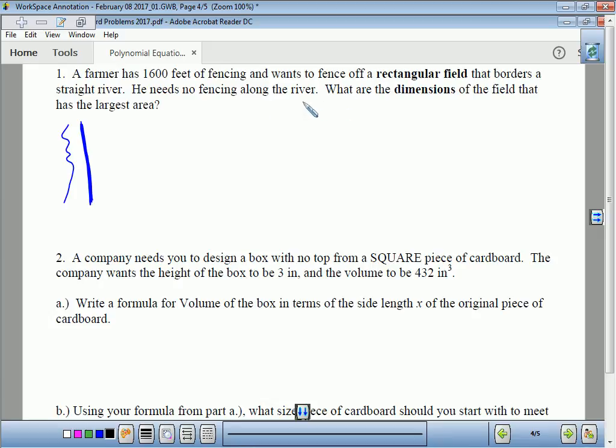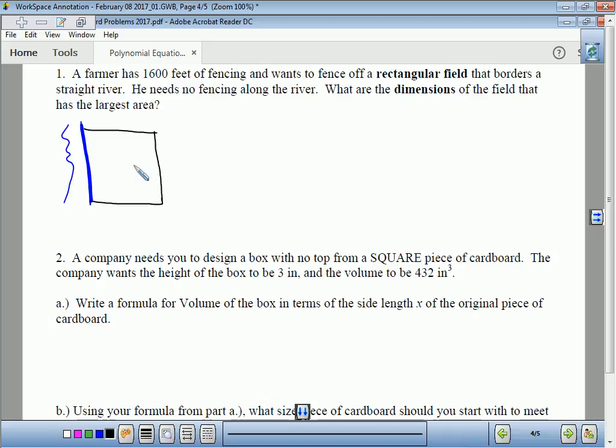So he needs fencing. He needs no fencing along the river. So we're creating some kind of rectangular-ish field right here against the river. No fencing necessary over there. Okay? So what are the dimensions of the field that has the largest area? That's all the information we have. So we have to work with what we have.